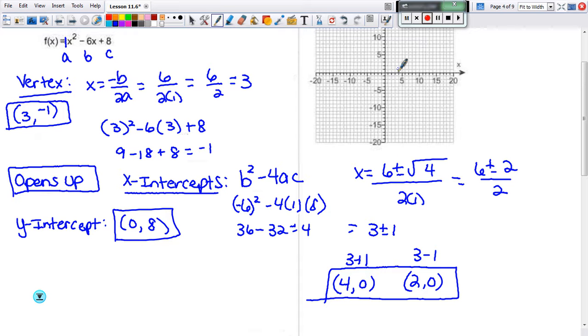So 3, -1. Wow, it's really, really small. 3, -1 is the vertex. Okay, 4, 0 is right here. Sorry, this graph is really small. 2, 0 is right here. So there is your parabola right there. It opened up and it had x-intercepts. Everything looks good.